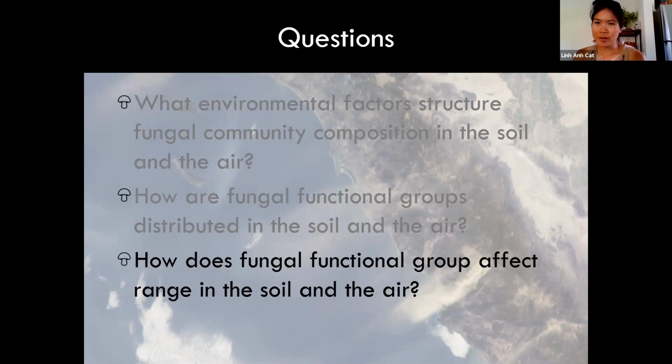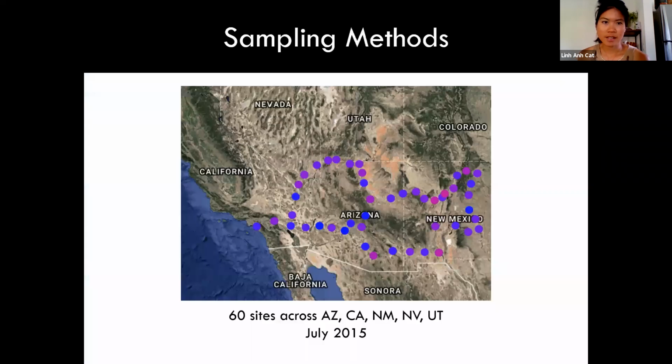So to answer these three questions, I guess 5 years ago now, I took a very long road trip armed with a shovel and an air sampler and lots of dry ice. And me and my collaborator drove across 5 states, so California, Nevada, Arizona, New Mexico.